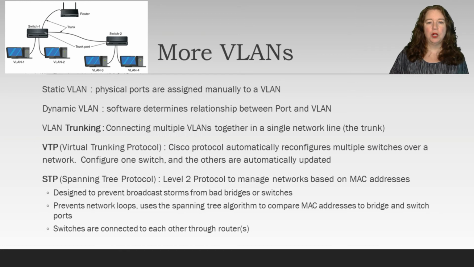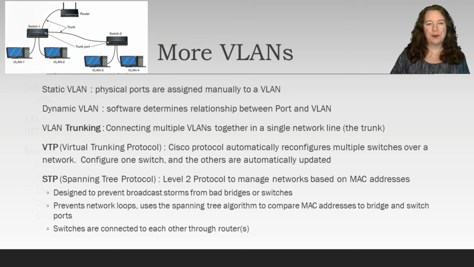So the Spanning Tree Protocol is going to be a level 2 protocol. It is done at the bridge and switch level, not at the router level. And it's designed to prevent broadcast storms if things are a problem. The switches can be connected to each other through routers in STP. In VTP, VLAN Trunking Protocol, you can connect them directly. So we talk about how switches need to be connected through routers, but VTP will allow you to do that with multiple switches.